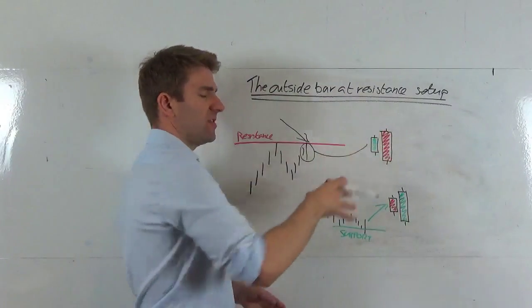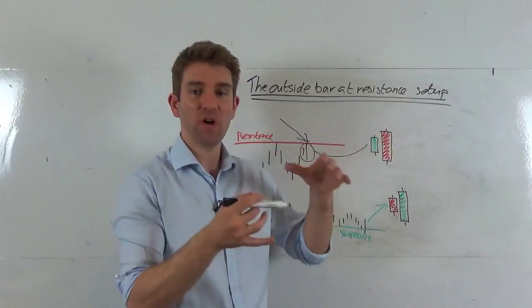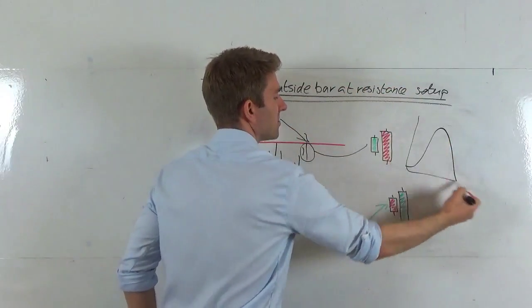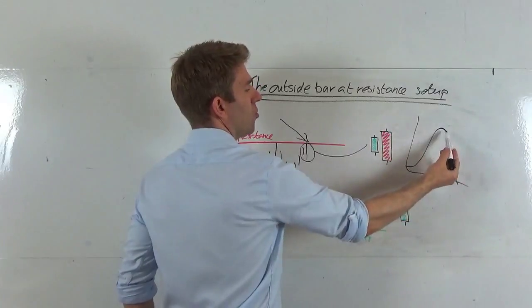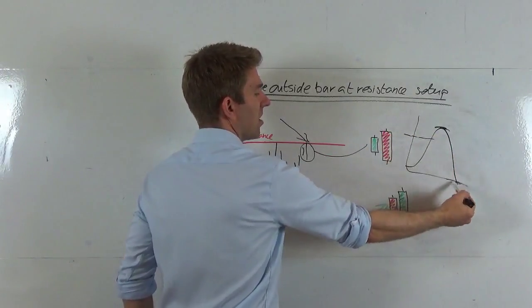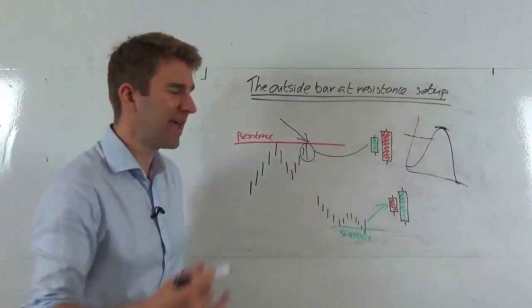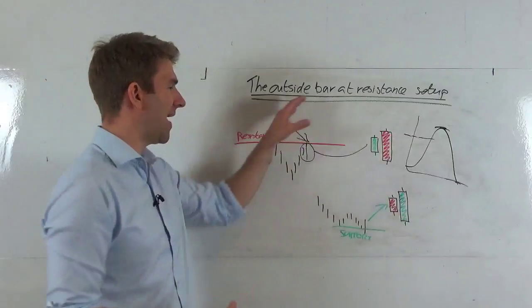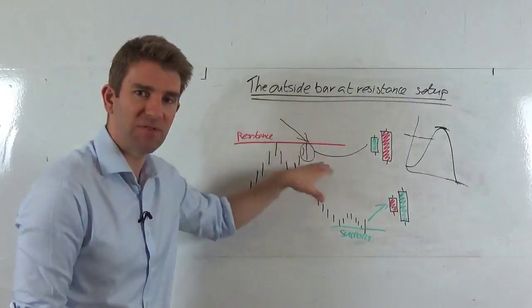I love this because of the intraday change in sentiment. Drive, everyone's happy, and more often than not, it looks like this. We've talked about this before. That's ultimately what it looks like: a drive in the morning, you get a high that takes out the prior day's high here, comes down, closes at lows. That's a really powerful thing, especially if we're combining it on a higher time frame with a resistance level. The outside bar at resistance setup is a very nice setup.